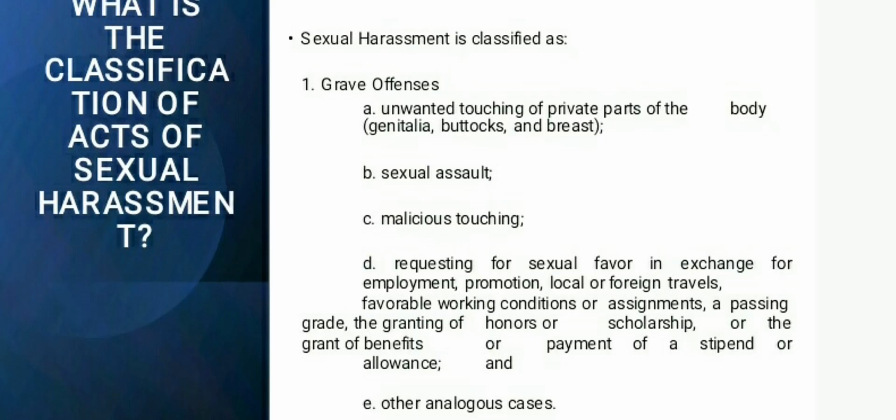What is the classification of acts of sexual harassment? Sexual harassment is classified as number 1, grave offenses. Grave offenses are the following: A. Unwanted touching of private parts of the body, the genitalia, buttocks, and breast. Letter B. Sexual assault. Letter C.